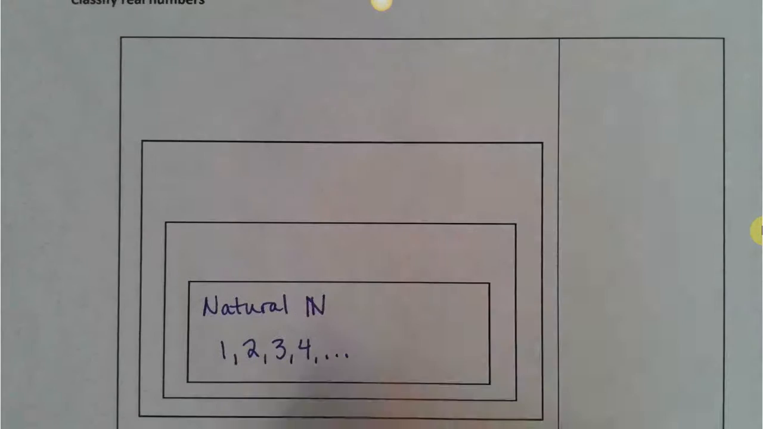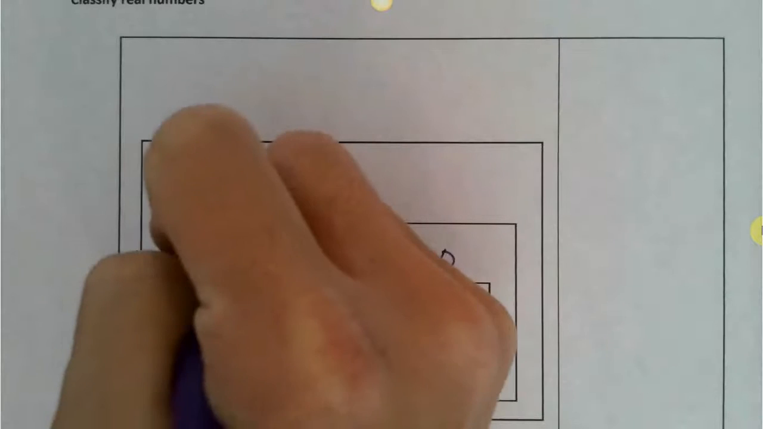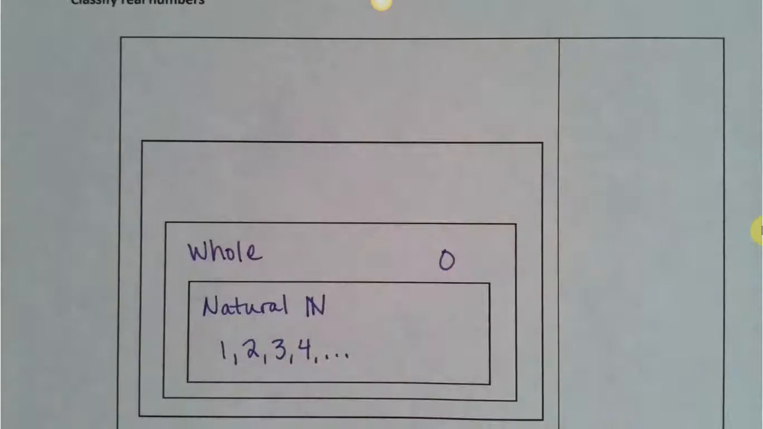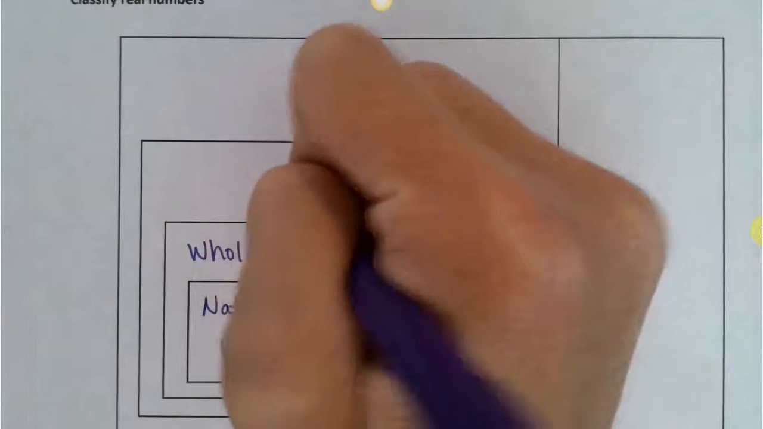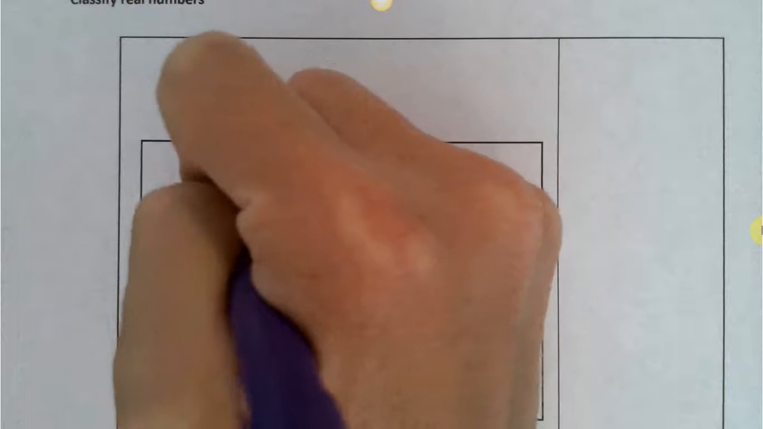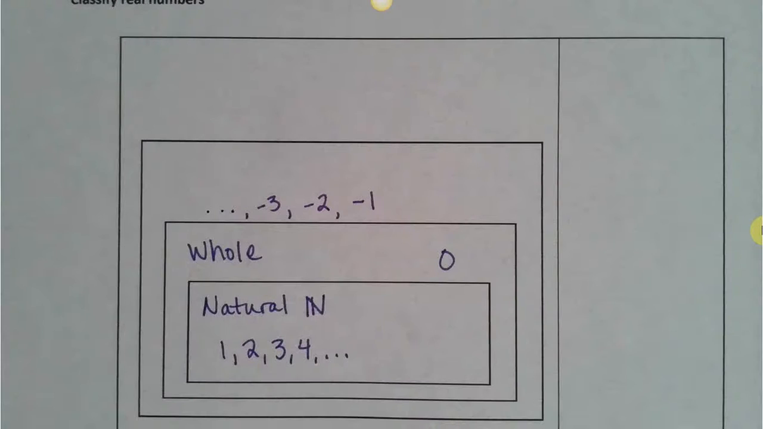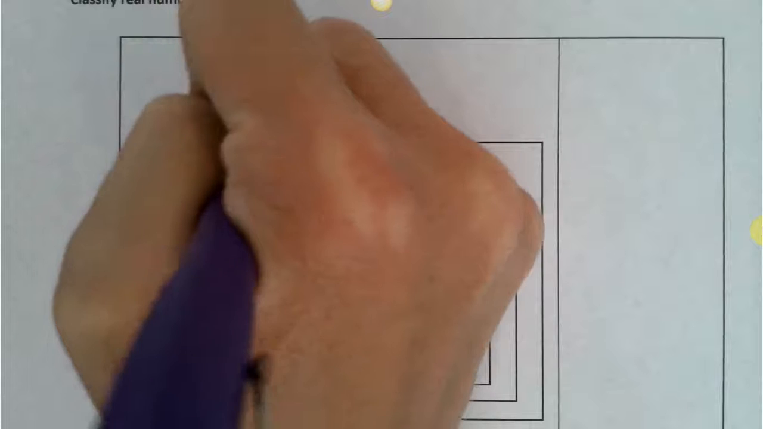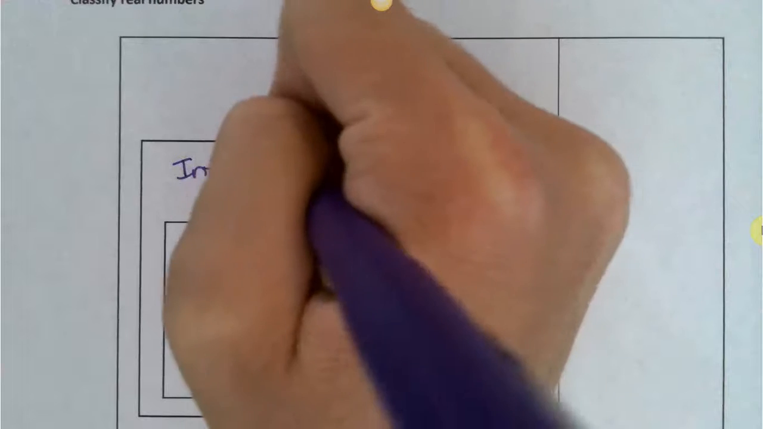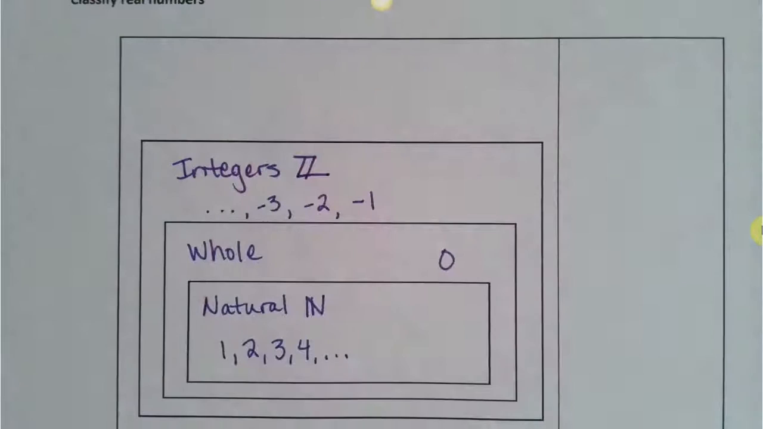Now when we take the natural numbers and include 0, this gives us what we call the whole numbers. And when we take the whole numbers and also include the negatives of the natural numbers, so -1, -2, -3, and so on, this gives us what we call the integers, which we denote with a bold Z.